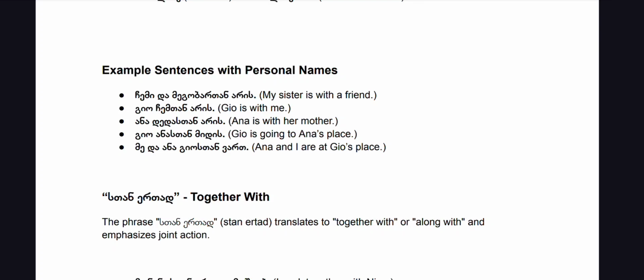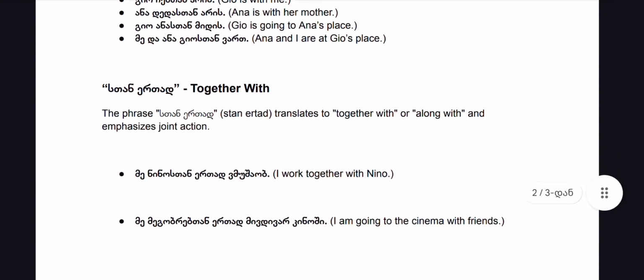So instead of saying Anna's place in Georgian, you can just say Gio goes with Anna, or Gio goes at Anna's place would be the same translation. Gio Anastan midis. Me da Anna Giostan vart. Anna and I are at Gio's place. So we are taking stan in this case because it ends with Gio and means that you're at this person's house.